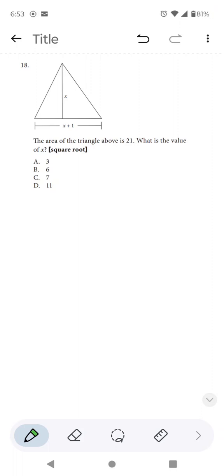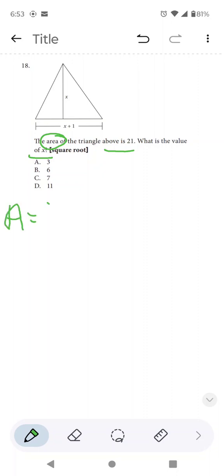Let's practice for the TSI test number 18. It says the area of the triangle above is 21. What is the value of x? The area is important. What is the area of a triangle? It's 1/2 base times height, or it is base times height divided by 2.